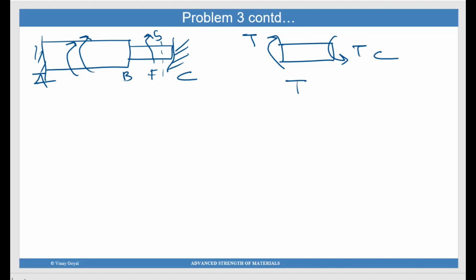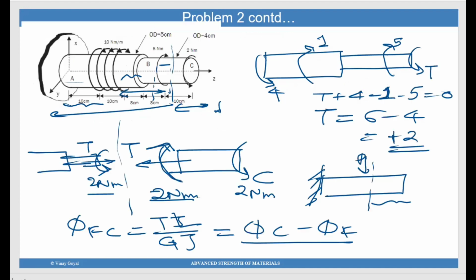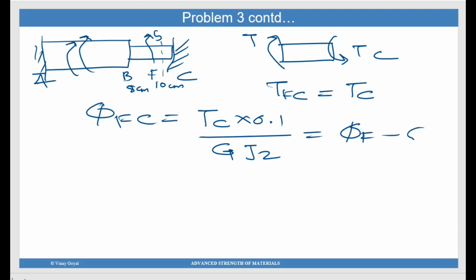So it's TC, so I have TA, sorry, not TA. I have this torque in this section, which is TFC, now equals TC. So phi FC equals TC into what is this? This is 10 centimeter. This is 8 centimeter. Okay. This is 10 centimeter. And this is 8 centimeter. Into 0.1 by G into J2. Now it's the different diameter. It's a different J. So it's J2. And that equals phi F minus phi C. So phi C is 0 because the point C is fixed again. So now you have got phi F in terms of TC.